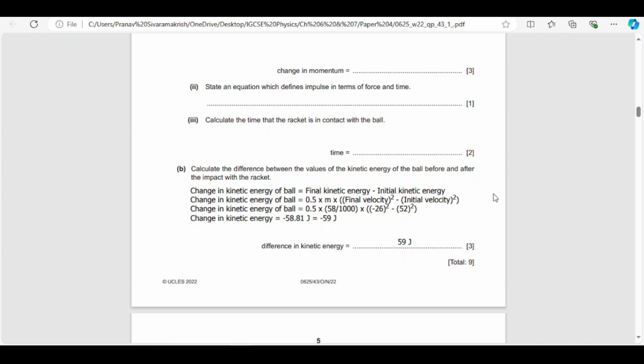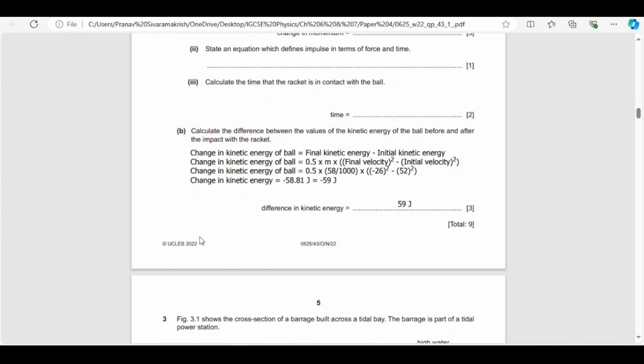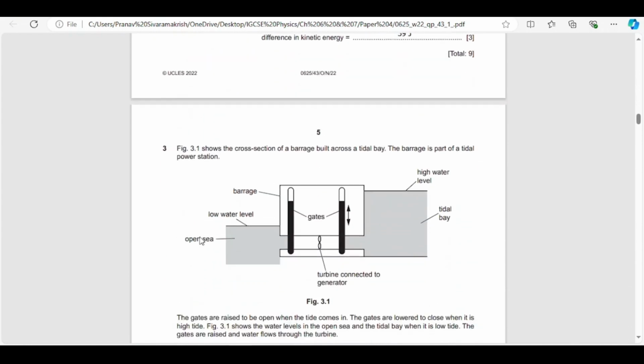The important thing here, and the reason it's 3 marks, is stating the formula correctly, doing the conversion from grams to kilograms, and being wary of the direction of the final velocity, because it's in a different direction to the initial velocity. You need to factor that in when you are calculating the change in kinetic energy. It's just something to be wary of, which is why the question is for 3 marks.